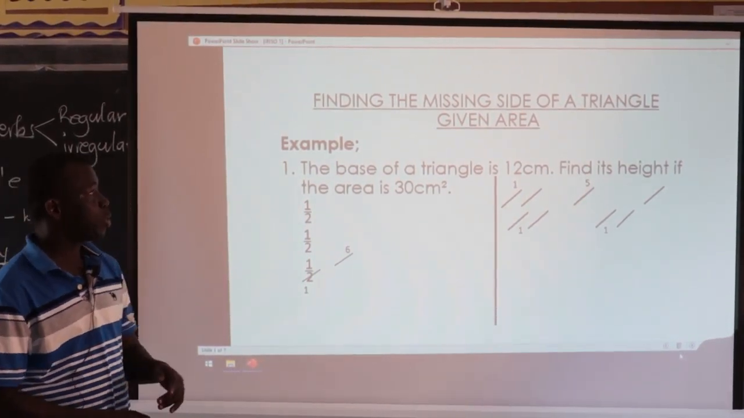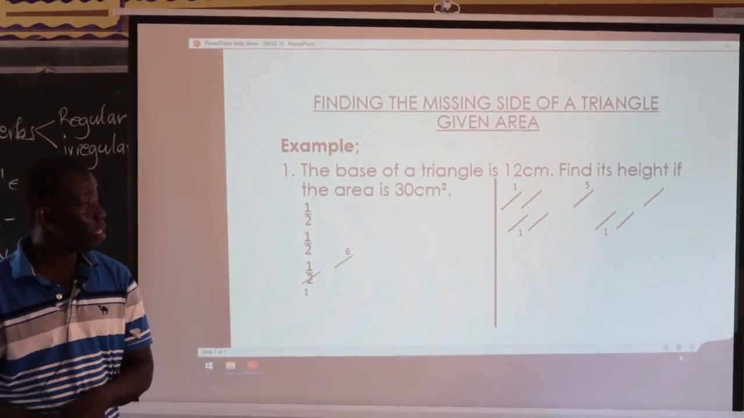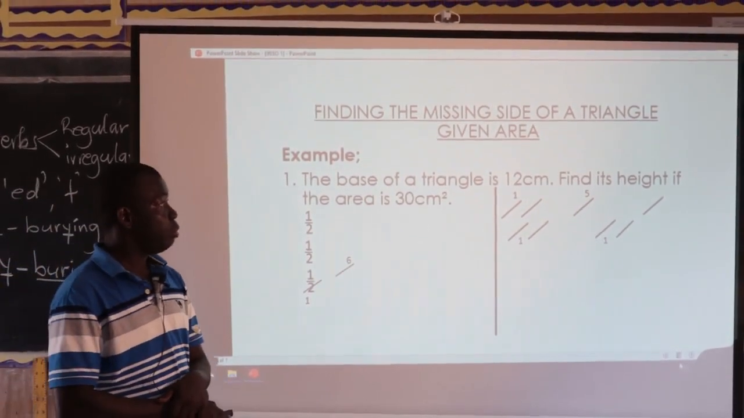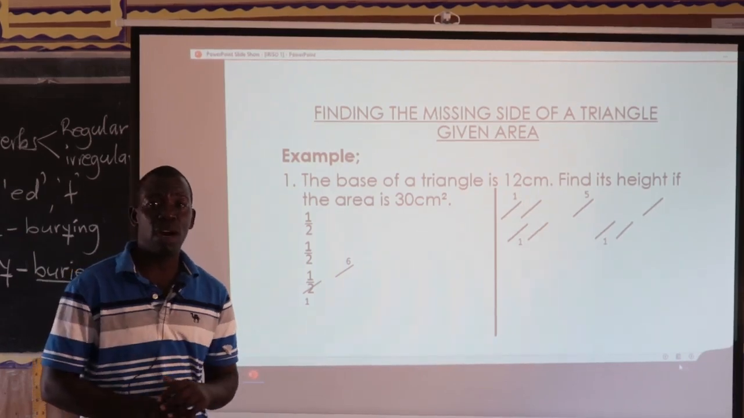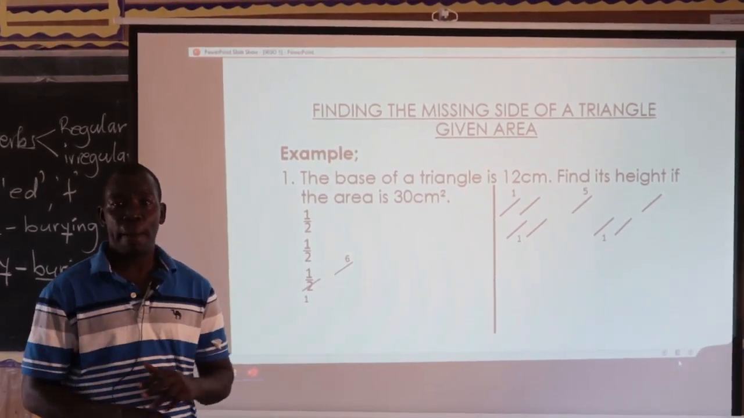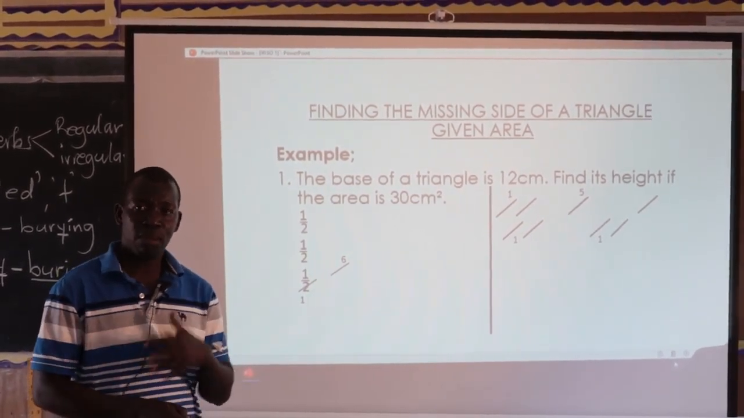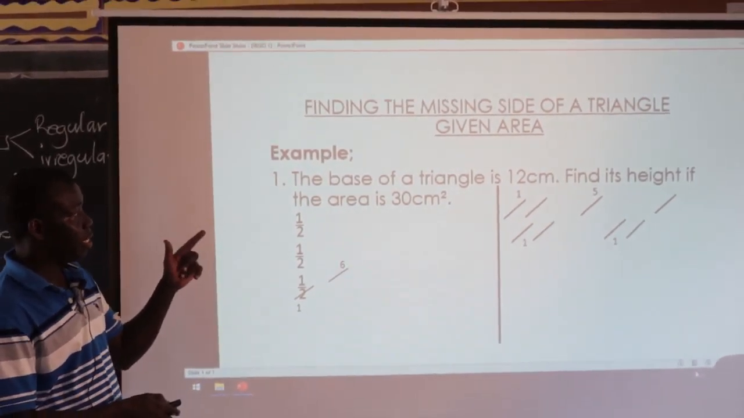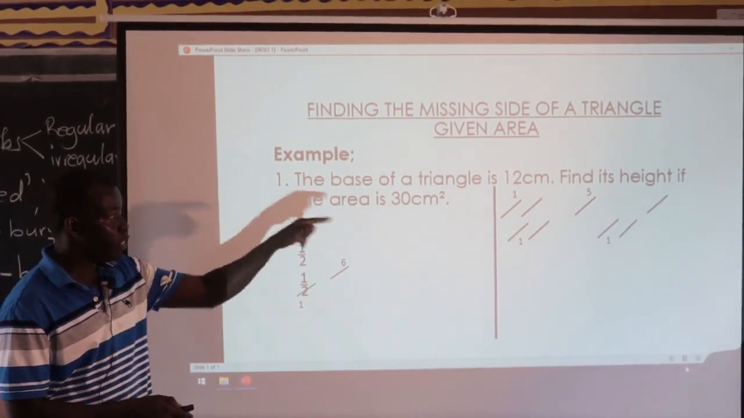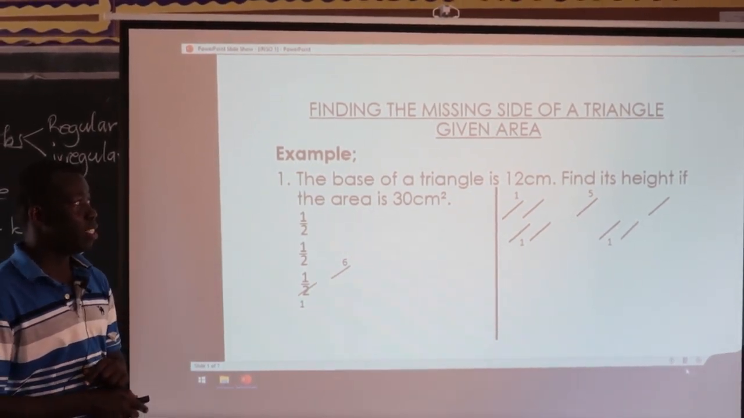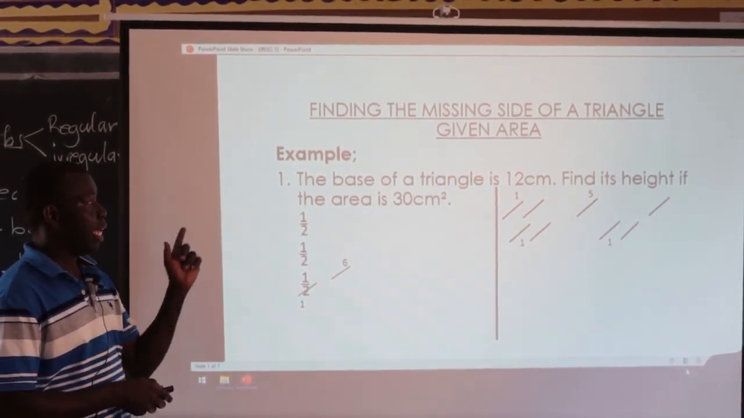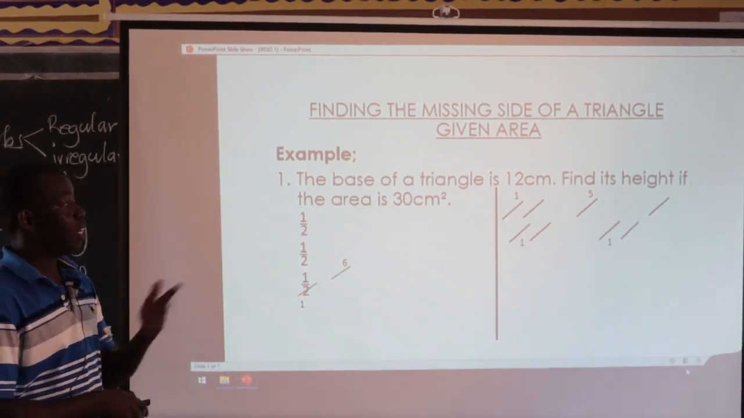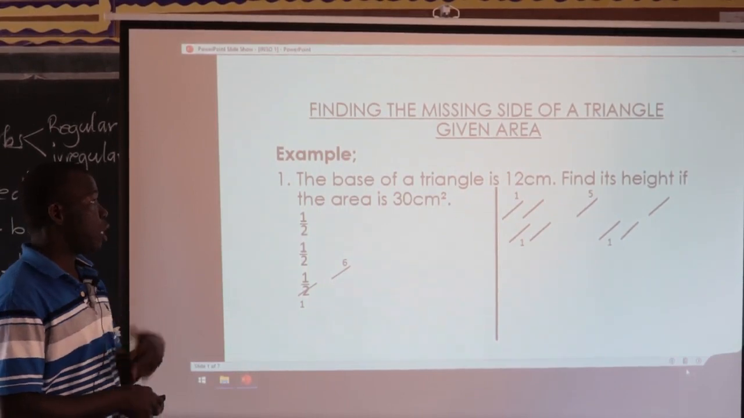So what do we do? Summarize like we said yesterday. We agreed that for such questions with words, the most important thing is to identify the keywords, summarize, make the right substitution, and move on. So you realize that you are given the base as 12 centimeters, and the area is 30 square centimeters. So what is missing? It is the height. So what are we going to do?